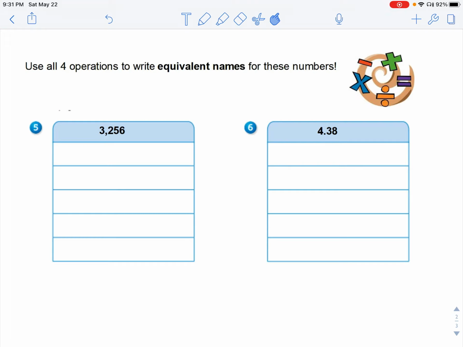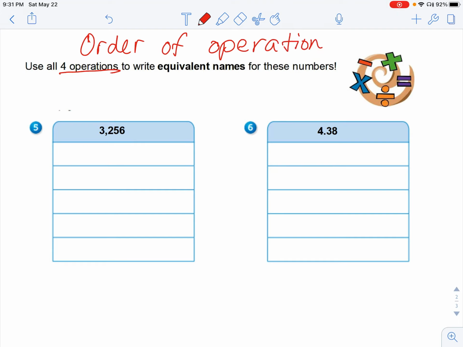So a rule is we have to use all 4 operations. So there's something you need to know before we do that, and that is called the order of operations. Those are rules that guide which operations we are allowed to do first and which ones we have to do later. There's a fun acronym that helps us remember this called PEMDAS. And you'll hear this all throughout 5th grade, middle school, and beyond. PEMDAS stands for parentheses, exponents, multiplication, division, addition, subtraction.